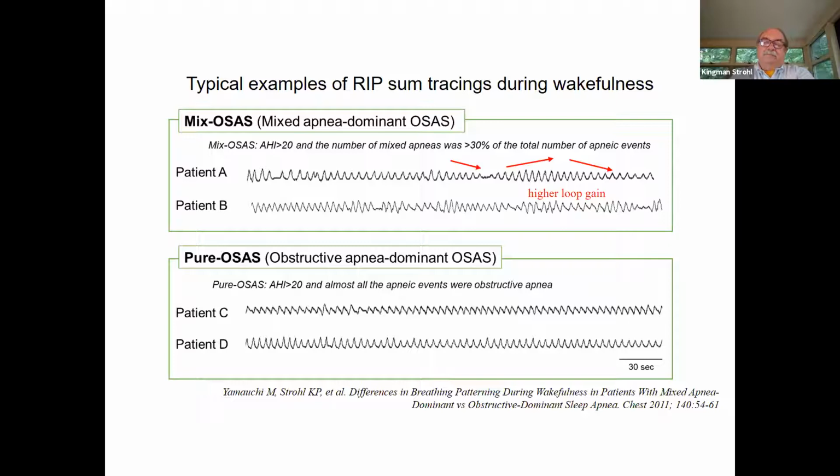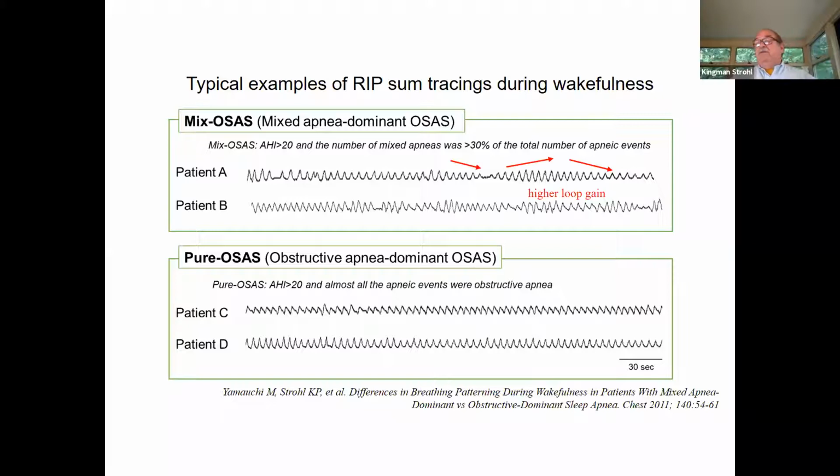So how do you put a number on it? Well, he used the coefficient of variation. He also used some other approaches to statistically look at it, but mostly tidal volume and frequency. And you could look at the variation. The variation number is the coefficient of variation, which you get from a mean and a standard deviation. The standard deviation over the mean is your coefficient of variation. If it's big, it means there's wide variability. If it's low, as you can see, the pure OSA group, the obstructive apnea dominant OSA, has much less variation than these other two examples.